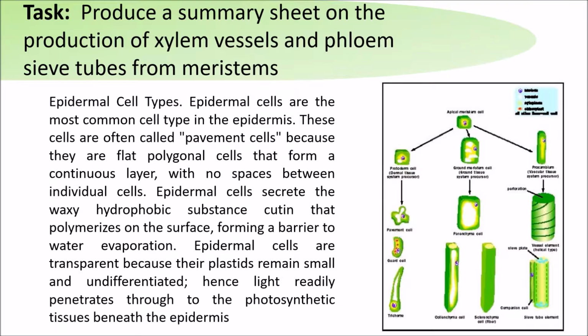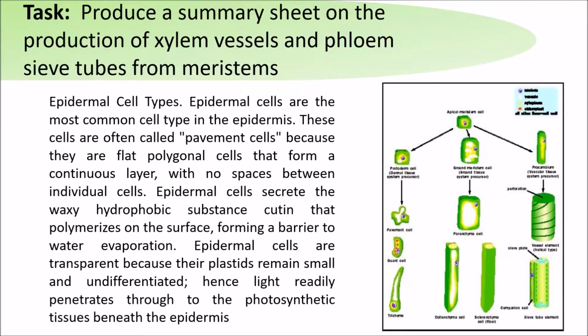Epidermal cell types are the most common cell types found in the epidermis of plants. These cells are often called the pavement cells because they are flat, polygonal cells that form a continuous layer with no spaces between individual cells.